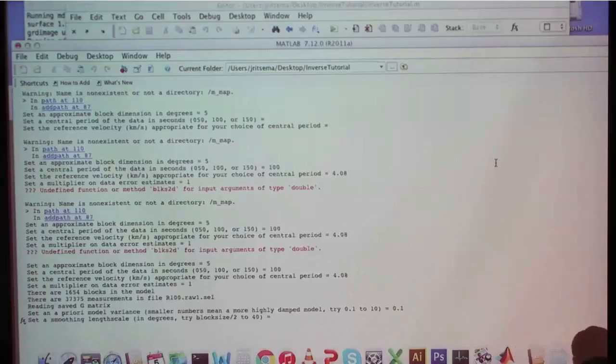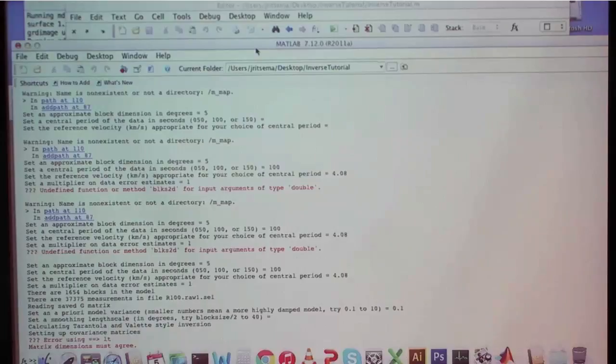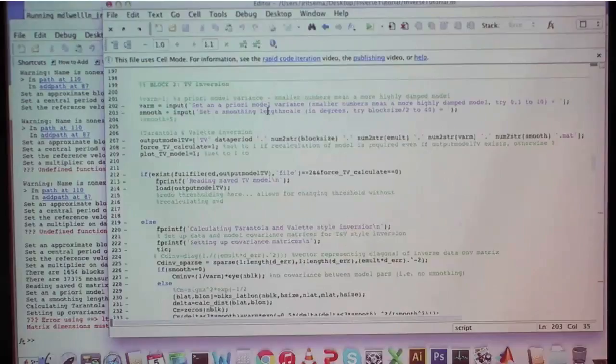Okay, and so it's going to calculate some covariance matrices. Oh, shoot. So tired. I'm not a MATLAB guy. Please. Yeah, I know, I made a mistake. It's my mistake. So I'm going to make this 0.1.